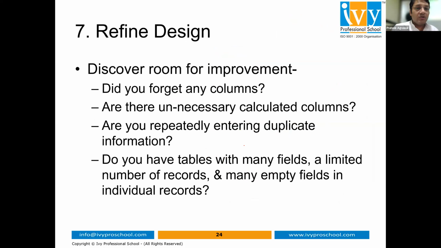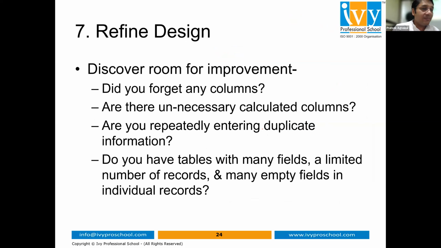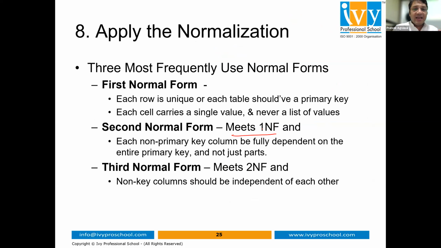The reason why I gave you so much history is, now if you look at the second normalization rule, it says first the table should meet the first NF, which says the table should have a primary key. The table does have a primary key. What is the primary key of the third table? The combination, right? So it meets the first NF. Then the second NF says each non-primary key column should be fully dependent on the entire primary key and not just parts.